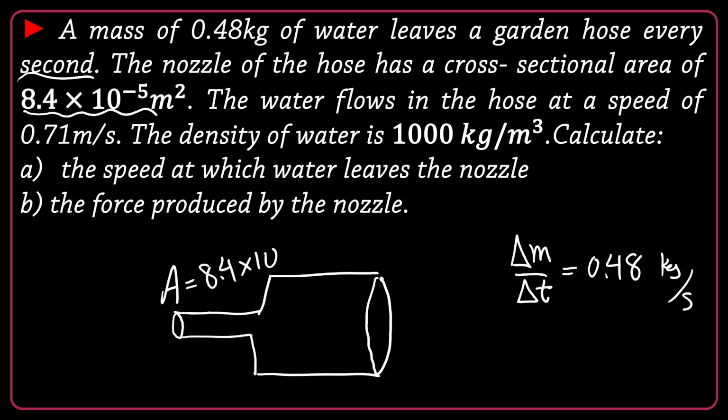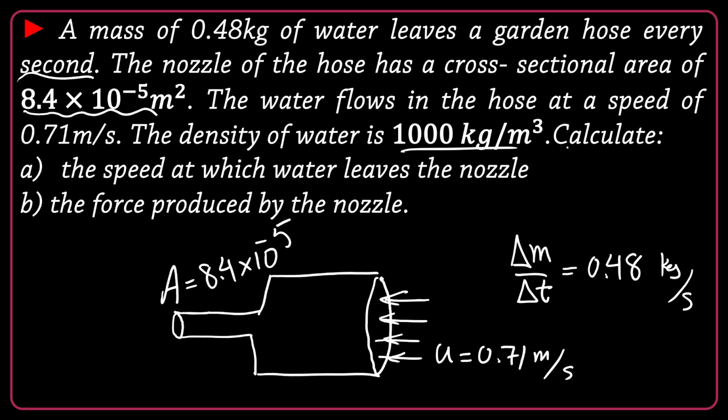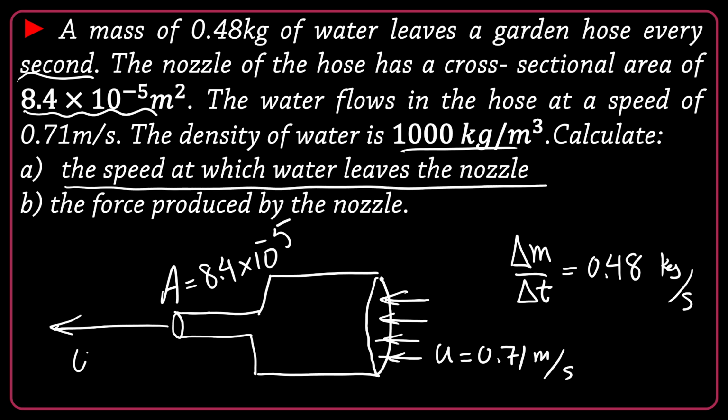It's nothing that important. This is the cross-sectional area mentioned for the nozzle, the output, 8.4 times 10 to negative 5 in SI units. The water flows at the hose speed, the input speed in the hose, to be 0.71. So the U is given to be 0.71 meter per second. Density of the water is also given. Calculate the output speed, the speed at which the water leaves the hose. So we are looking for V, the output speed.